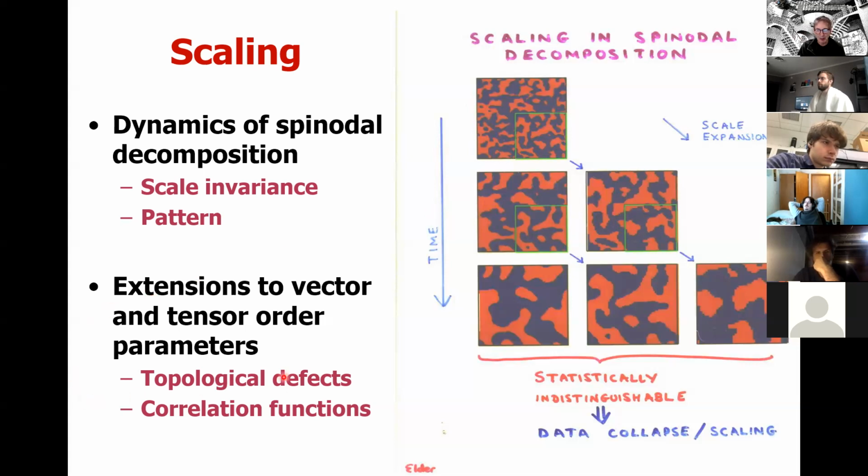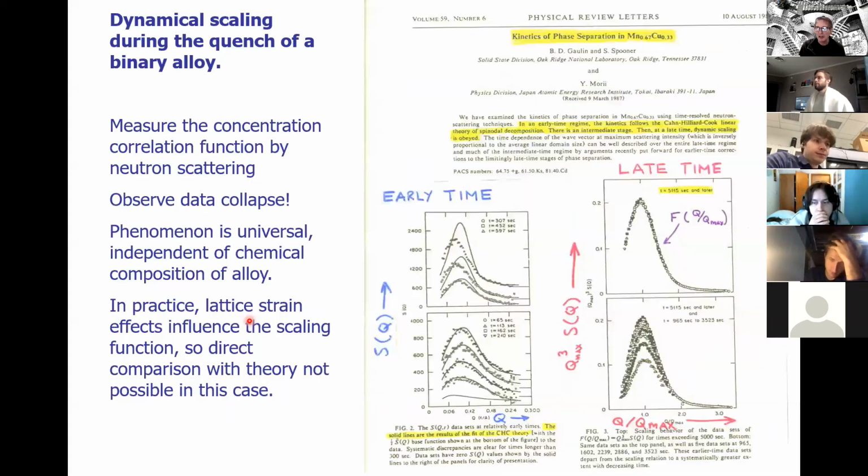When you have an order parameter that is not a scalar, but is a complex variable, so a complex number, or a vector, or an n-dimensional vector, or a tensor, then you have very different physics. That's what we're going to be talking about in the class. And you have topological defects and correlation functions. So I'm going to show you that in a minute. Okay, so let me show you that this picture, which you learned from this computer simulation, actually happens in real life.